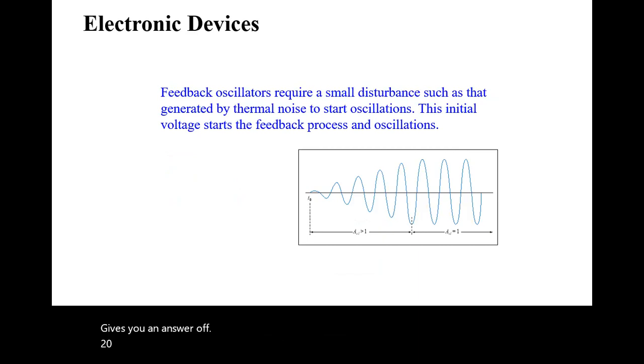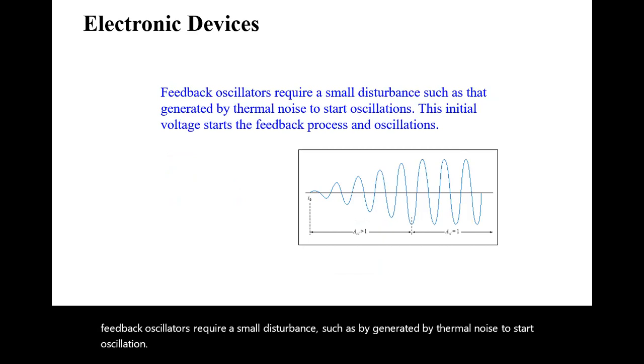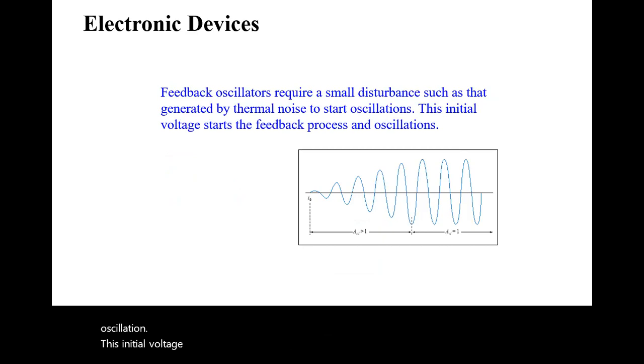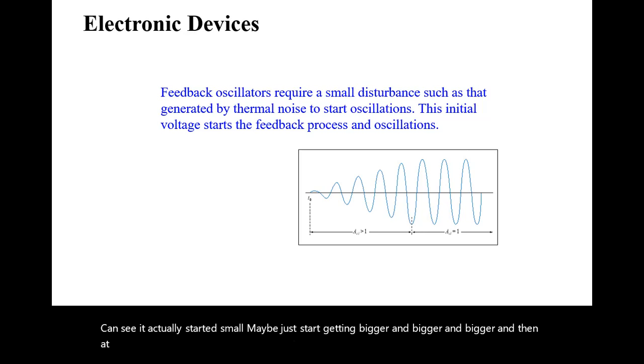Feedback oscillators require a small disturbance, such as that generated by thermal noise, to start oscillation. This initial voltage starts the feedback process and oscillation. You can see it actually started small, then it just got bigger and bigger, and then at a certain point it stayed constant with a closed loop gain equal to 1.